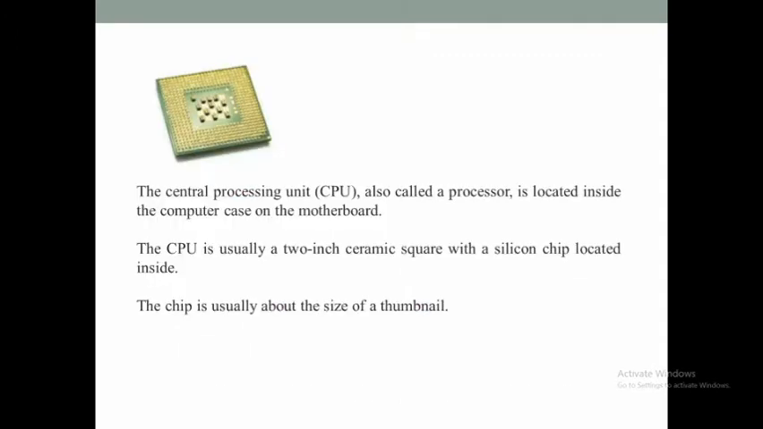Before going into the basics, this ceramic square chip which is visible on the screen is your central processing unit, and we all know that it is embedded in the motherboard circuit. The motherboard is a thin plate which encompasses your CPU and RAM as well as the connectors to all the video and audio devices and the external storage devices. You can see that this chip is about the size of a thumbnail, and we all know that the CPU is the brain of the computer. Whatever instructions and data we give to the computer are actually executed by the CPU.